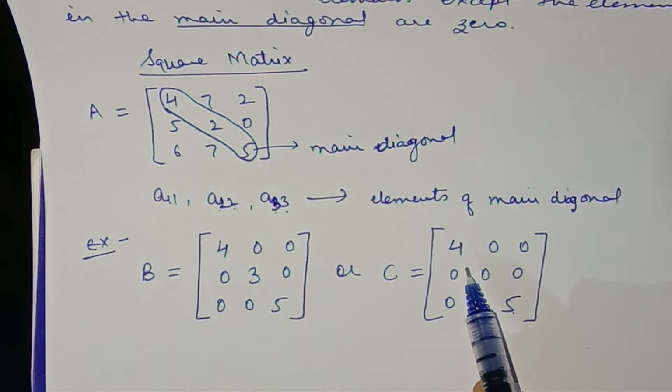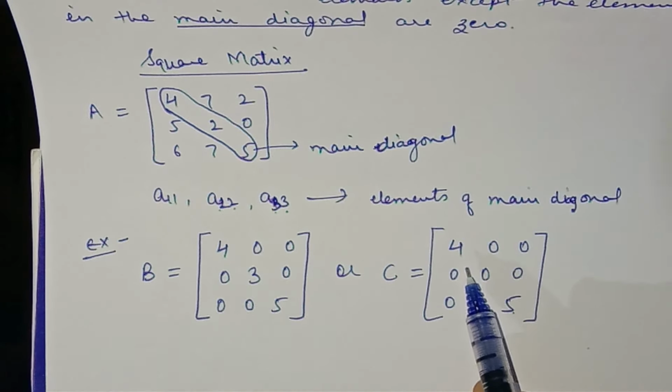But first is the triangular matrix, and after that we'll take up the scalar matrix. A triangular matrix can be of two types. We can have an upper triangular matrix and we can have a lower triangular matrix. So what is the difference, and how do we identify a lower triangular from an upper triangular matrix?